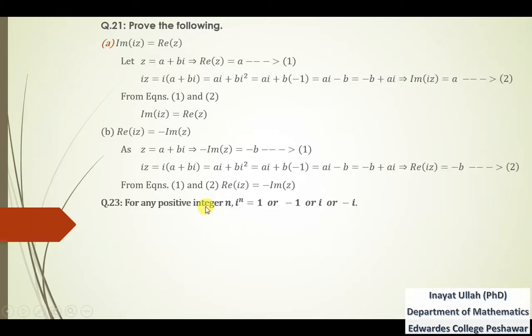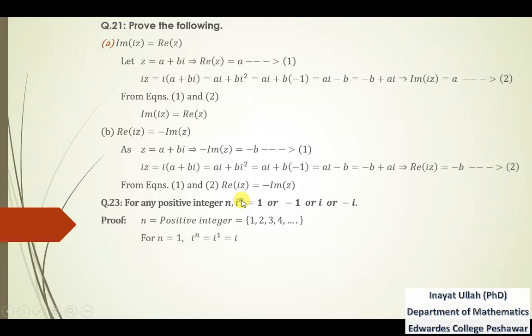As n is a positive integer, what is a positive integer? 1, 2, 3, 4 and so on. So the set of natural numbers is actually the set of positive integers. Now we need to replace n by 1 here and look at the answer, replace n by 2 and look at the answer, replace n by 3, and replace n by 4, and look at the answers.